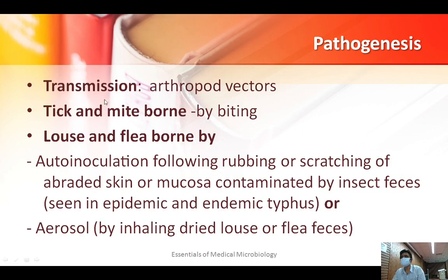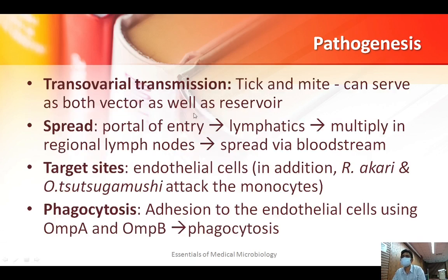As I told you, the transmission by tick and mite is by biting, and by louse and fleas it is by auto-inoculation, by rubbing or scratching of the abraded skin or mucosa contaminated by insect feces. Transovarian transmission may also occur. Like in tick and mite, if they are infected, they can pass it through the ovum down into the eggs and into the progeny. So that is the way. So how does it spread?